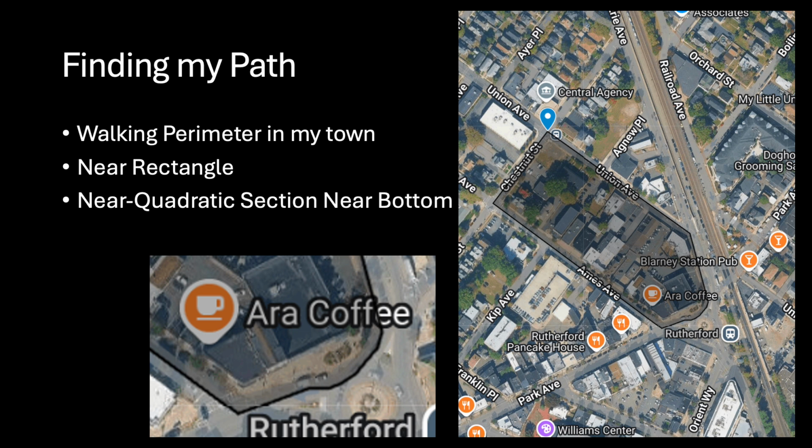Using the image on the right, we can see that it is nearly a rectangle, except for the right half of the image, which includes an arc, as well as a non-90-degree angle. Using the zoomed-in image, we can see the near quadratic section referenced earlier near the bottom of the path.